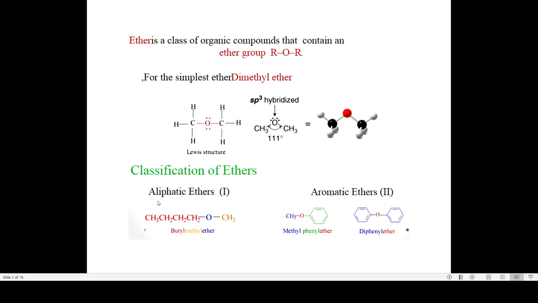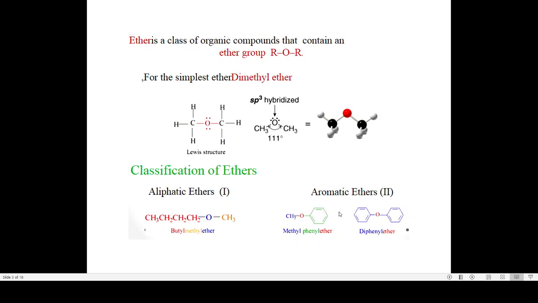So, for example, an aliphatic butyl methyl ether. So we have a butyl on one side and a methyl group on the other side of the oxygen, and it is an example for an aliphatic ether.